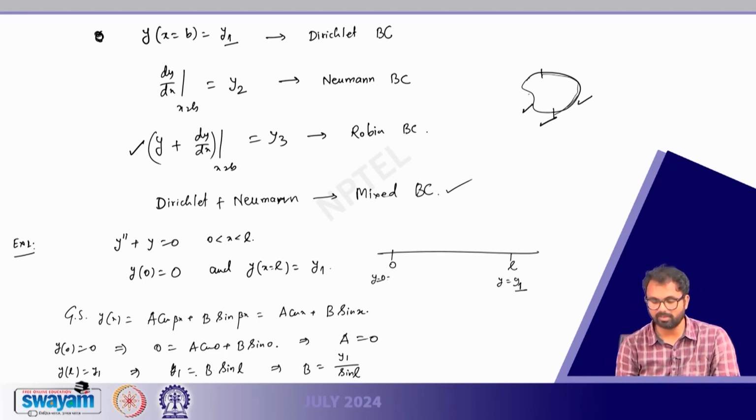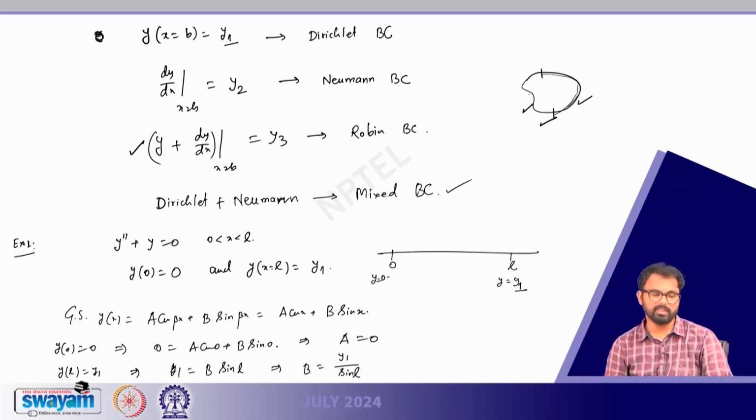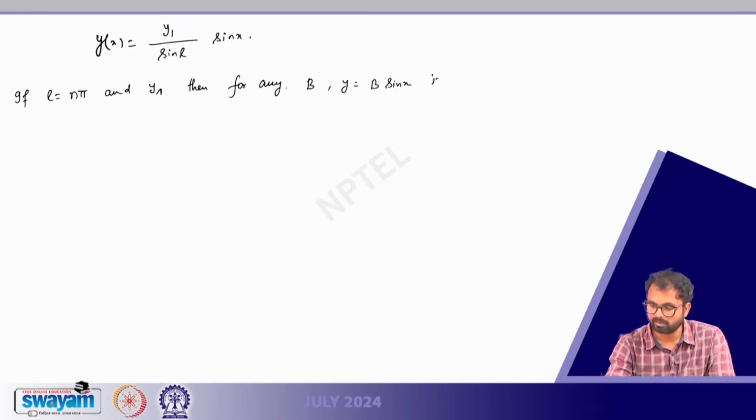If y1 is equal to 0 and I divide by sin L, then you have b equal to 0, therefore a is 0, b is 0, so the trivial solution is the only solution, but we are not looking for the trivial solution. So, I will say b is non-zero, so L must be n pi. If L is n pi and y1 is 0, then it can be any b. For any b, this will be a solution, because our solution will always satisfy the given equation. So, it is a solution of the boundary value problem, or BVP.